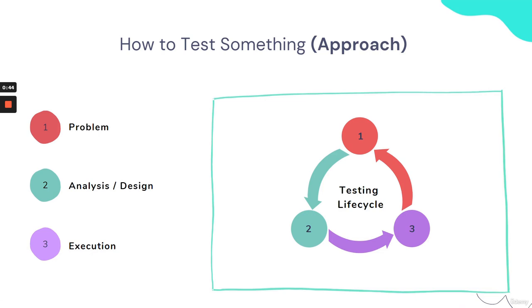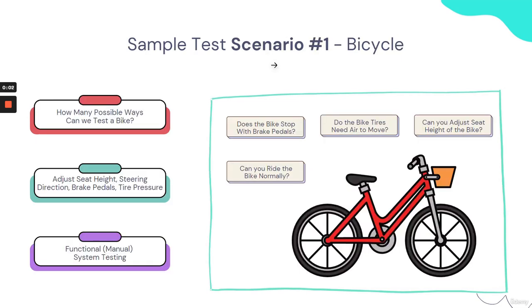Once the execution is complete and the data and results are recorded, then we move on to the successful reporting of the software delivery cycle. This is basically a very high level and easy approach to understanding how to think like a software tester. Let's look at a sample test scenario for a software testing process.